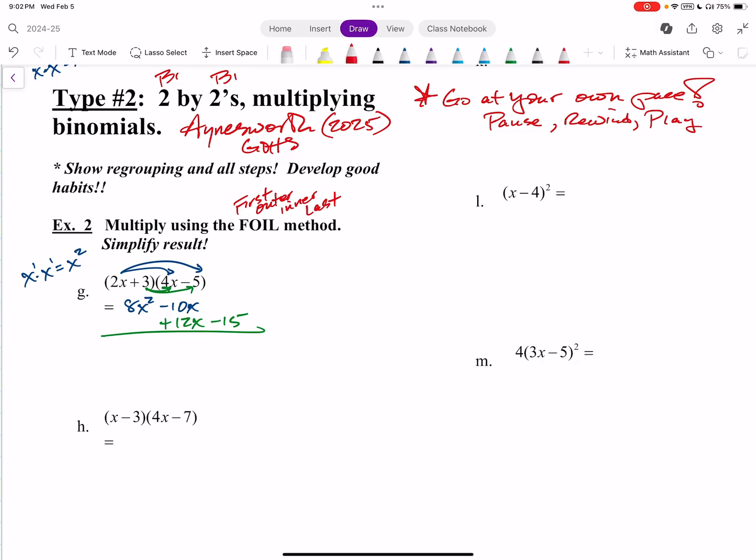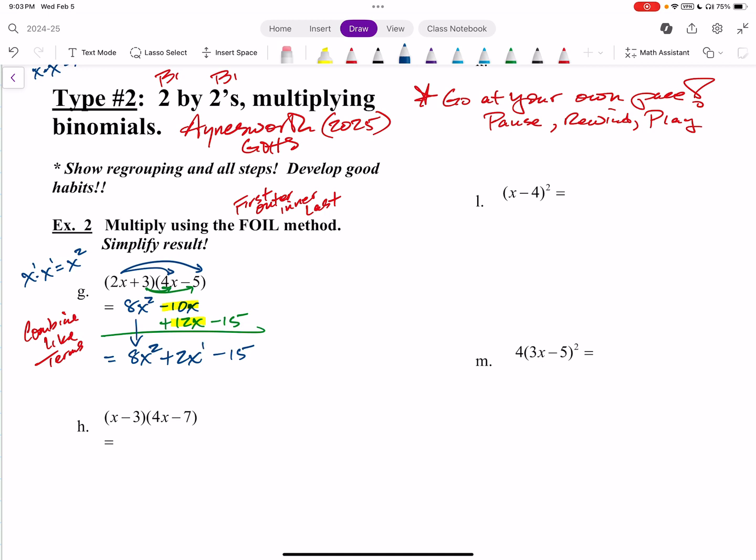Then what you want to do is combine like terms right here. Of course, we're talking about the outer and inner products. So here we have 8x squared first. Now minus 10x plus 12x is the same thing as 12x minus 10x, and 12 minus 10 is usually 2. That's positive, so I'm going to put a plus sign here. So I have 2x remaining. And this minus 15 is just a constant.